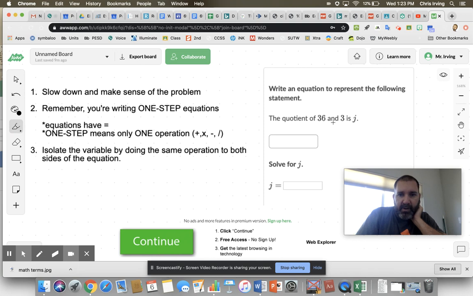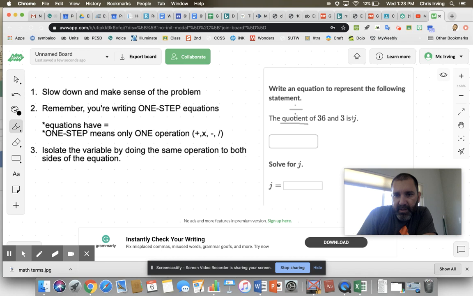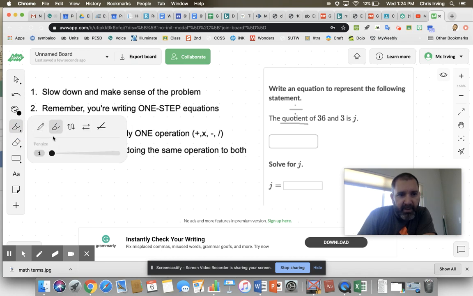Let me get my marker out. All right, it says the quotient of 36 and 3 is J. Well, there's some big clues in the wording here that we have to be able to identify. First of all, the word quotient is probably the biggest clue. The word quotient, obviously, is a word meaning to divide. Okay, so we know that there's going to be some division here. Another key word here that I really haven't taught you is to always look for the word. Let me see if I can get a different color here.